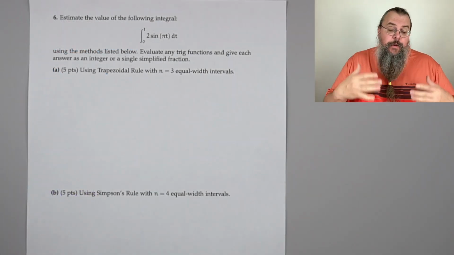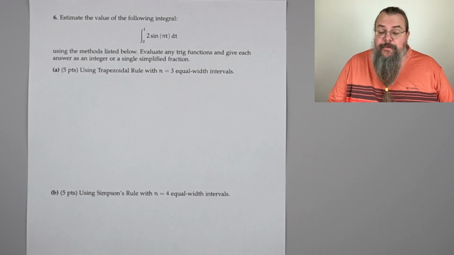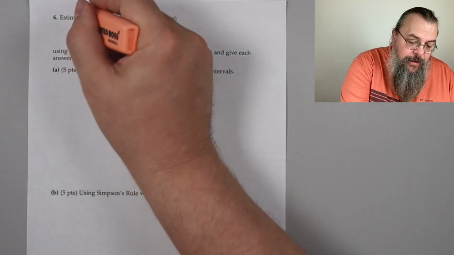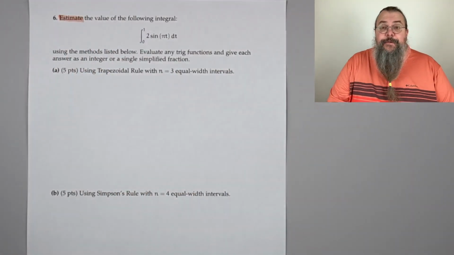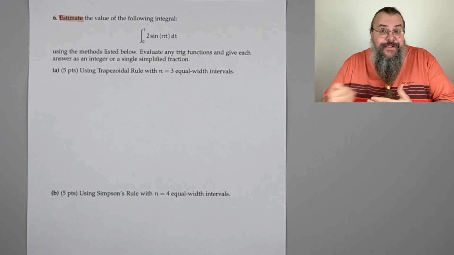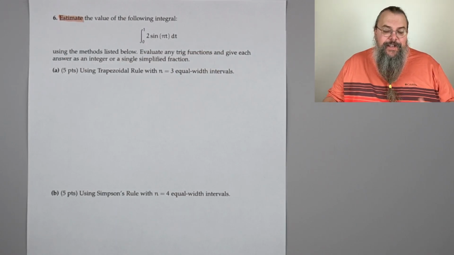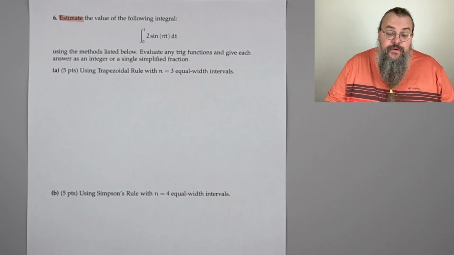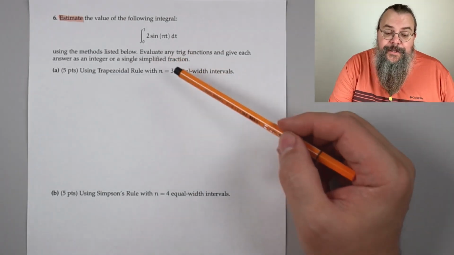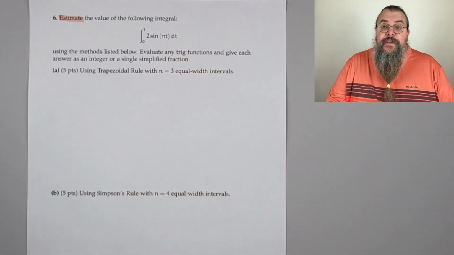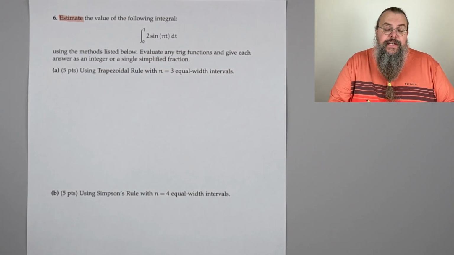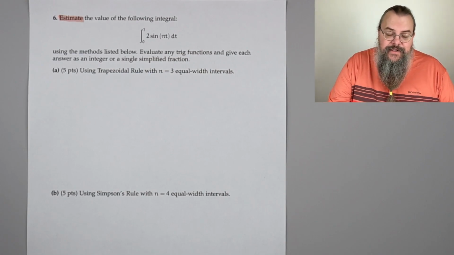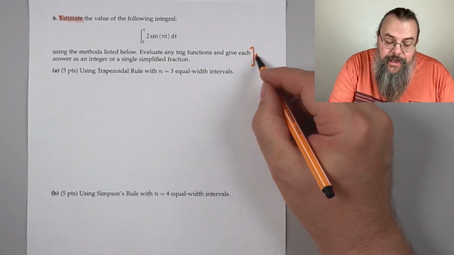Number 6. We're asked to estimate the value of the following integral. Now, even the first word, the word estimate, gives away what we're talking about. Anything dealing with estimation, that's numerical approximation. So it's numerical integration. All right, so what's our integral? The integral from 0 to 1 of 2 sine pi t dt. Using the methods listed below, and evaluate any trig functions and give each answer as an integer or a single simplified fraction. Okay, so this says we have to simplify.